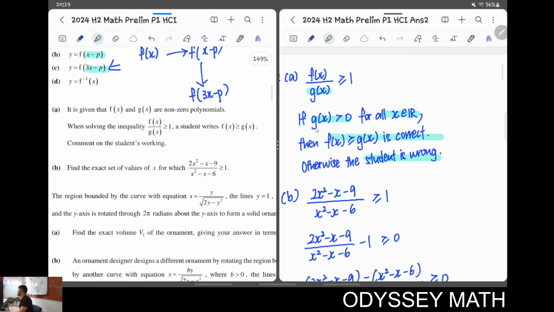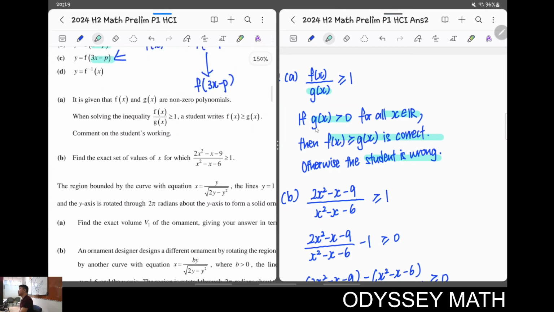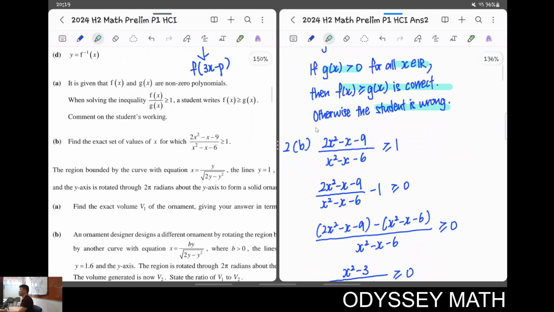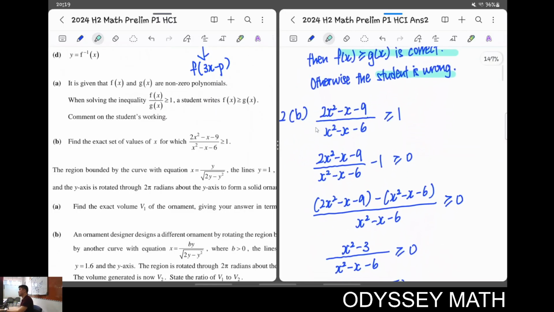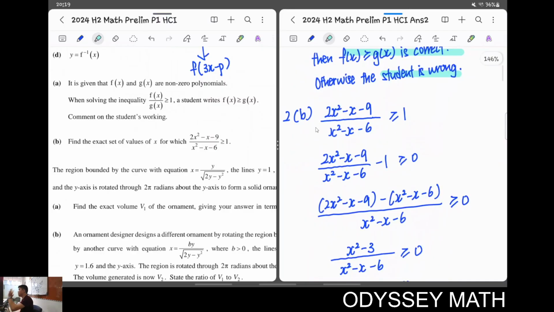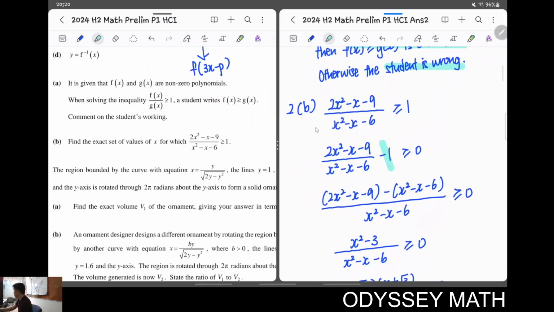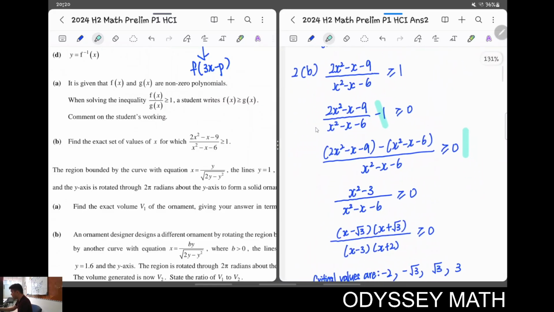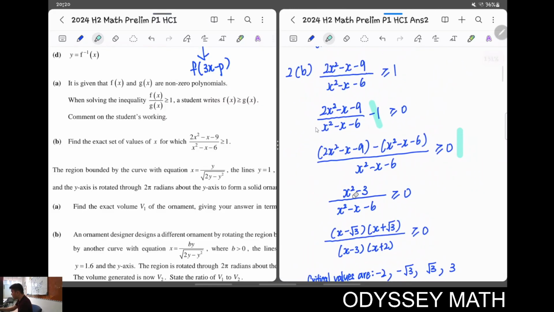So this question would likely come out in your A-level. You must remember that it's a giveaway question, and if it comes out, you must get full credit. Never cross multiply, never multiply the denominator over. So for part B, if you are asked to find the exact set of values of x for which (2x squared minus x minus 9) over (x squared minus x minus 6) is at least 1, you bring the 1 to the left. Work through the algebra, and once you simplify already, I leave all the algebra to you.